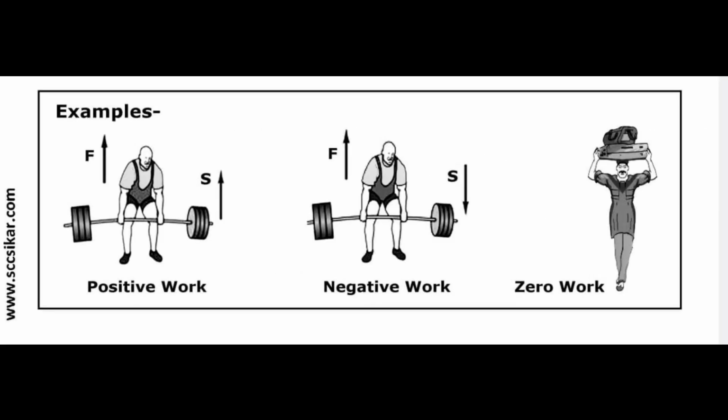So this chart shows the examples. For the positive work done, the force and the displacement are in the same direction. For a negative work done, force and displacement act in the opposite direction. And for the zero work, either force is 0 or the displacement is 0.